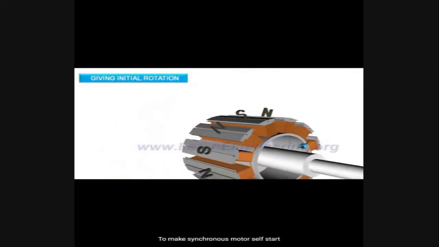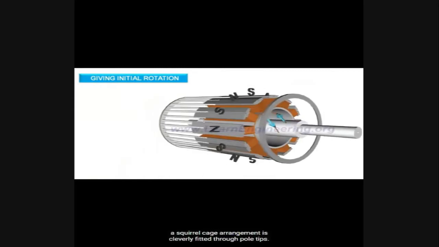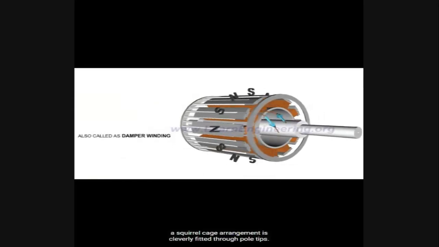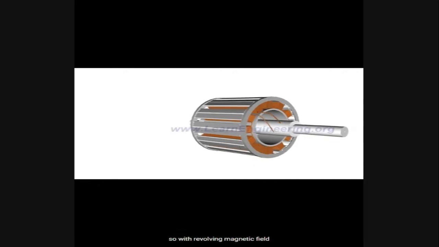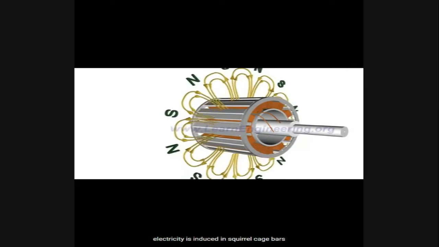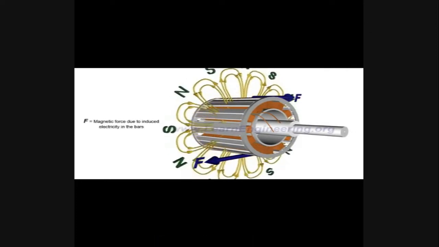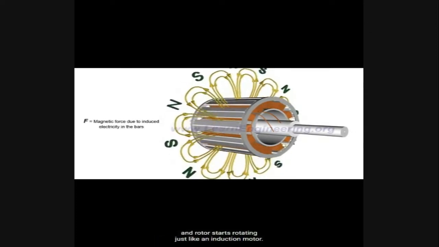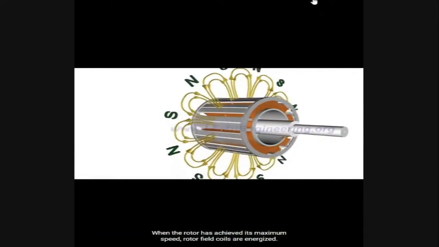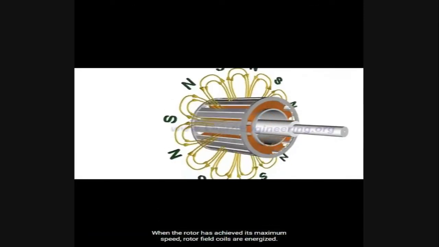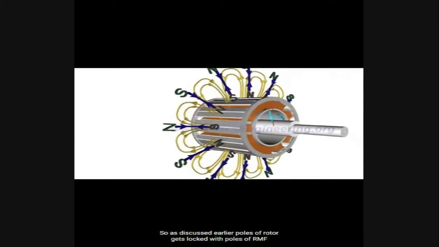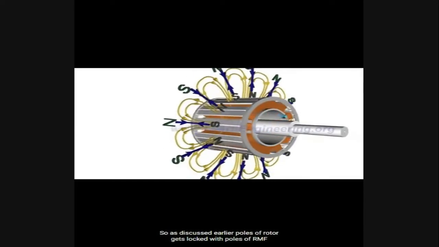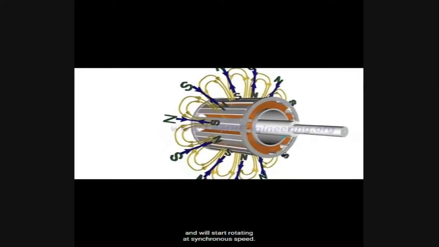To make synchronous motors self-start, a squirrel cage arrangement is cleverly fitted through the pole tips. At the start, the rotor field coils are not energized. So with the revolving magnetic field, electricity is induced in the squirrel cage bars, and the rotor starts rotating just like an induction motor. When the rotor has achieved its maximum speed, the rotor field coils are energized. So as discussed earlier, the poles of the rotor get locked with the poles of the RMF and will start rotating at synchronous speed.